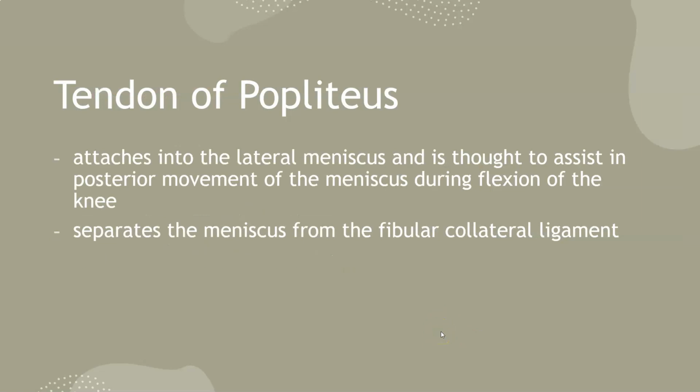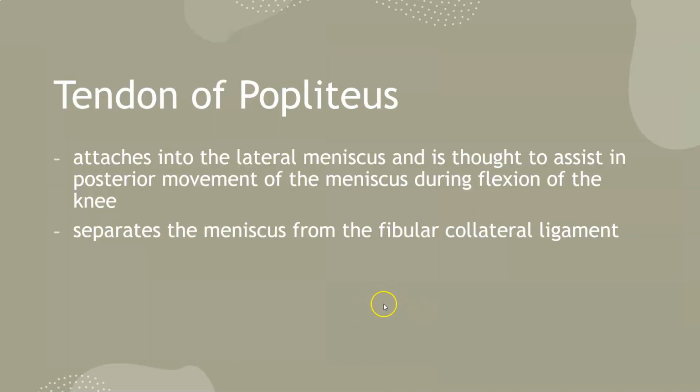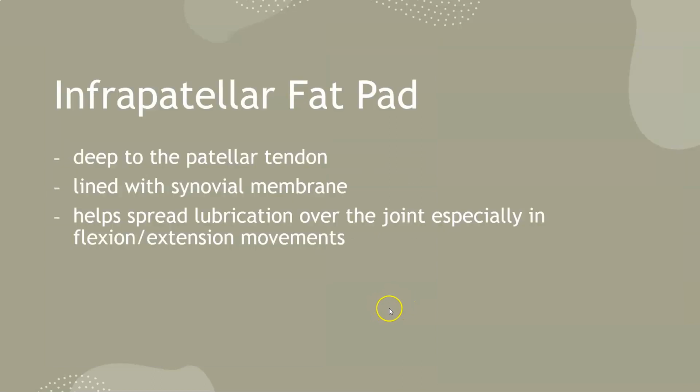The tendon of popliteus, which I've talked about a couple of times, does attach into the lateral meniscus and is thought to assist in posterior movement of the meniscus during flexion of the knee. It does separate the meniscus from the fibular collateral ligament, which we've talked about here a couple of times. Here's popliteus here as it comes around, and you can see how it associates to the lateral meniscus here, separating it from the lateral collateral ligament or the fibular collateral ligament.